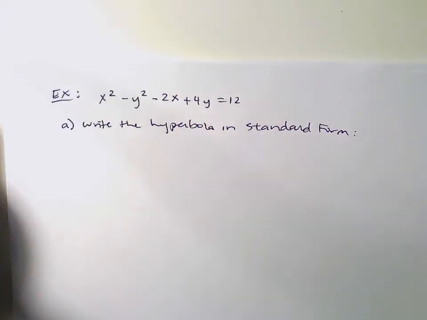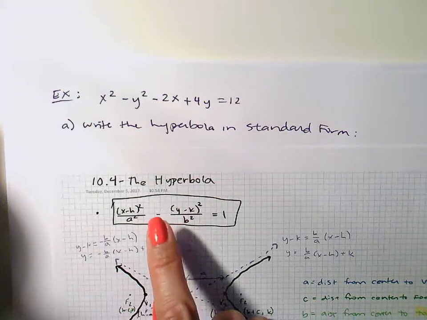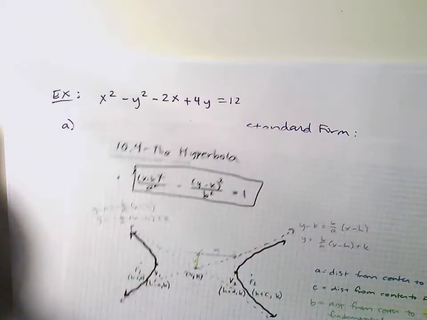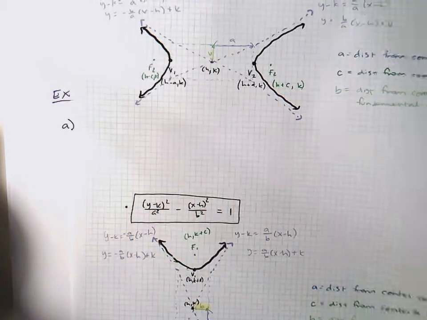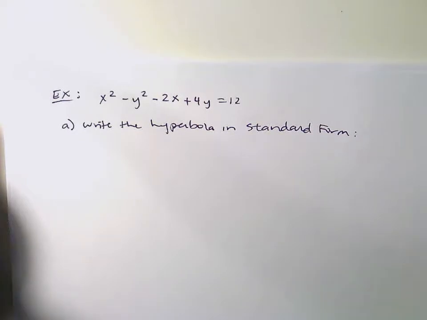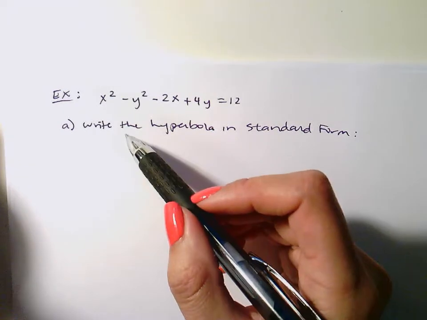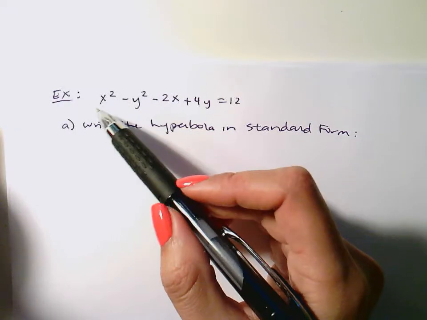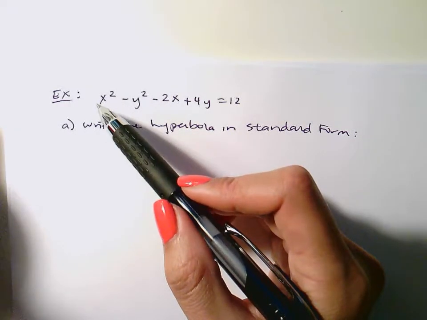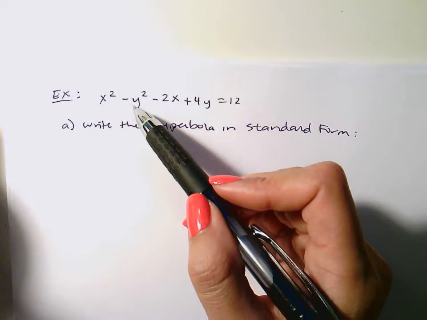Okay, so in order to write it in standard form, we're going to need to write it either this way, (x minus h) squared over a squared minus (y minus k) squared over b squared is equal to 1, or we would end up writing it this way, where the y's go first and then the x's go second. So look for the minus sign in front of the y's being squared or the x's being squared. The minus sign in this one is in front of the y being squared. The positive is the x being squared. So that means that the x is going to go first. Whichever one is positive is going to go first. Whichever one has a negative is going to go second.